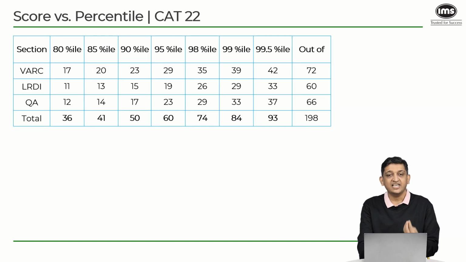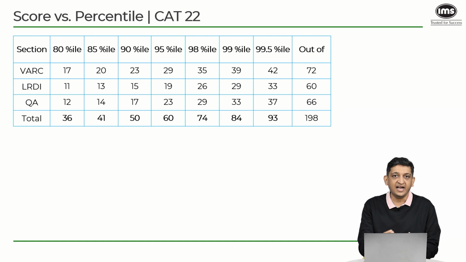In terms of what to expect in terms of score and percentile, if you look at the data that we arrived at after CAT 2022, you will see that the score versus percentile for the VARC section, the LRDI section and the QA section have been mentioned in this grid. So if you just want to read this table, you can say that for VARC, if you were to get a 90th percentile, you had to score 23 marks. If you were to score a 95th percentile at the LRDI, then you should have scored 19 marks.